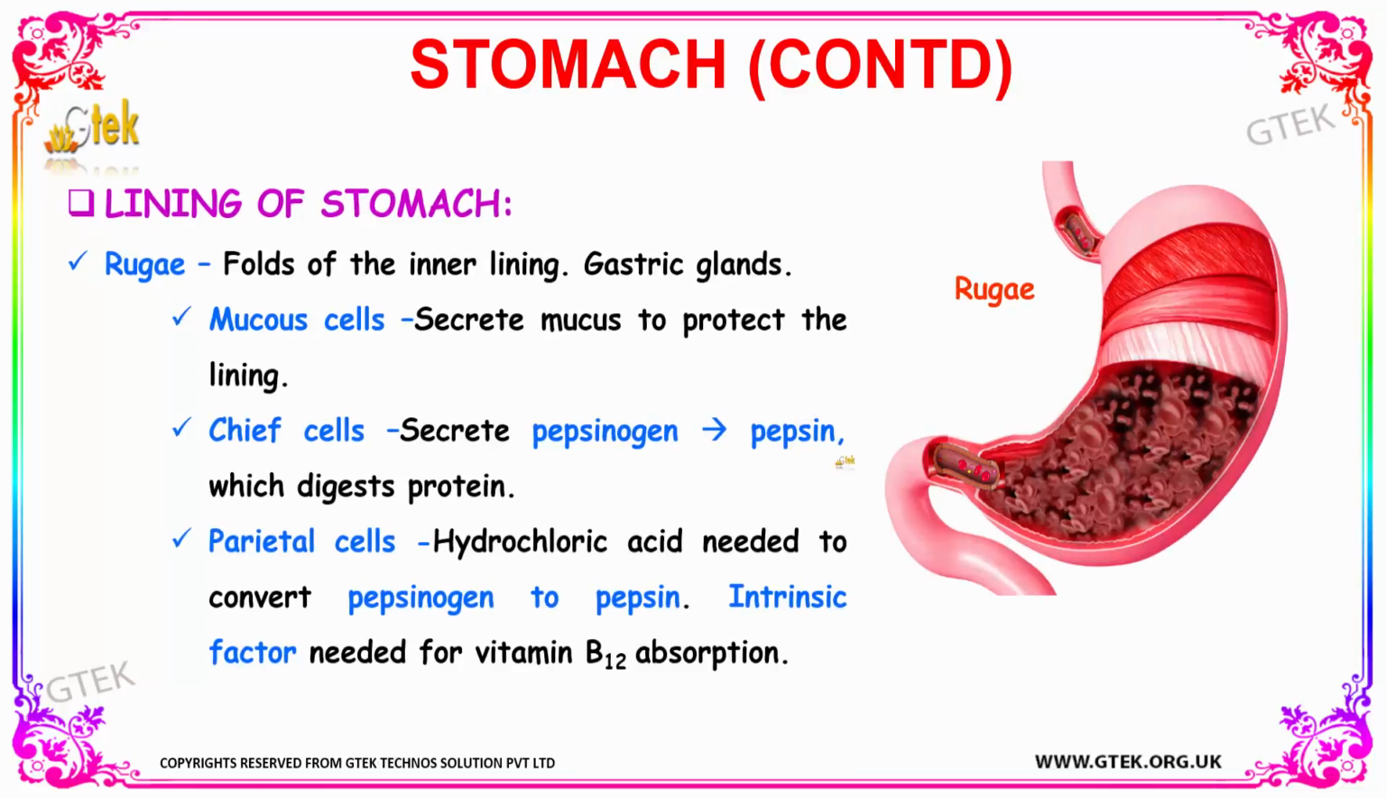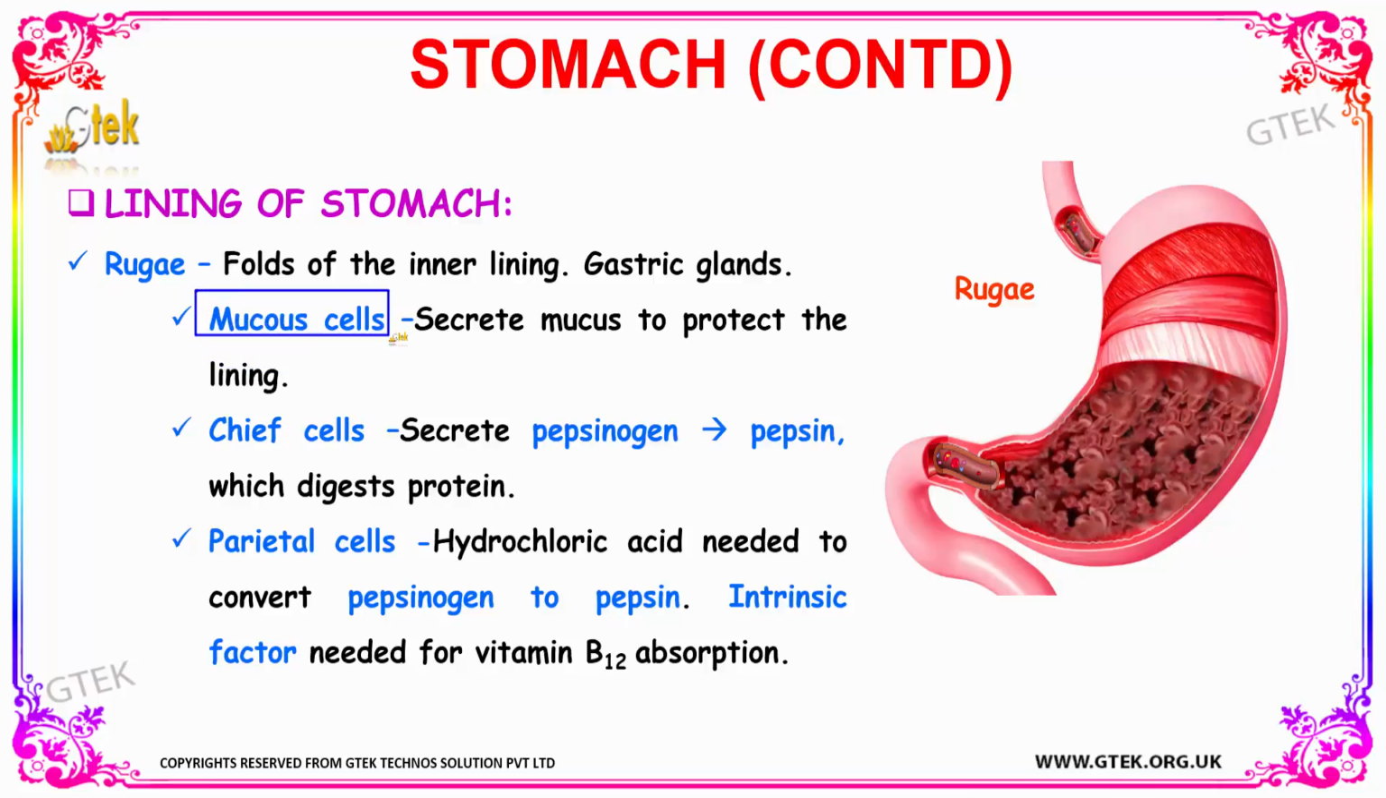Next we are going to see the linings of the stomach. So these are the following linings of the stomach. Rugae is the first lining that folds the inner lining, that is your gastric glands. Followed by rugae, you have the mucus cells, which secrete the mucus and protect the lining.